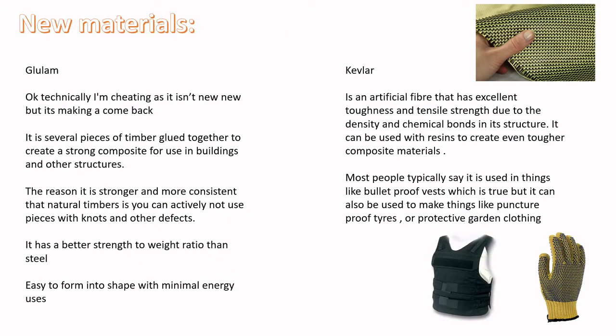So in terms of not just products, we also got some new materials that have developed over time. So first one is glulam. So technically I'm cheating here. This isn't a new material, but it's making a comeback, which is essentially several pieces of timber glued together to create a strong composite, essentially like plywood, basically. So you just have different layers on top of each other. And the reason why it's stronger is that you remove all the knots and defects, so you've just got the really strong grain. The reason why it's so good as well, it's got a good strength to weight ratio compared to steel, because obviously steel is stronger, but it's a lot heavier, whereas glulam isn't.